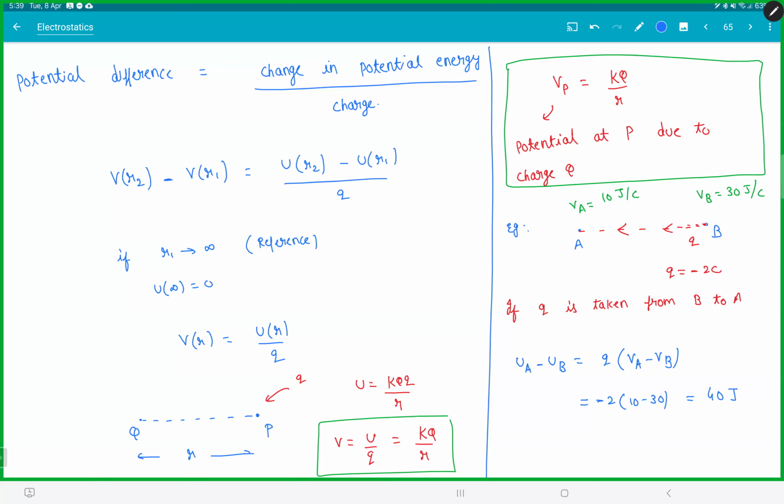And look at the formula KQ by R. So force is K Q1 Q2 by R square. Field is K Q by R square. Energy is K Q1 Q2 by R. So the denominator will be a single R. Potential is KQ by R. Clear?